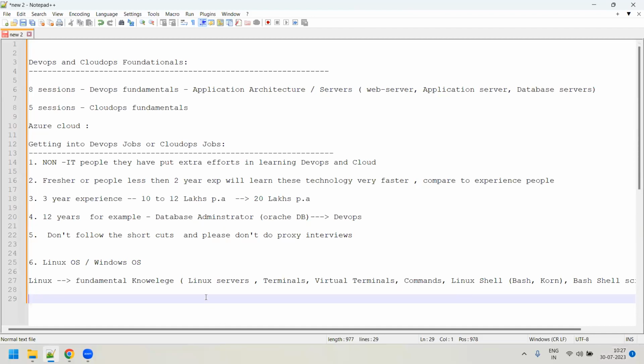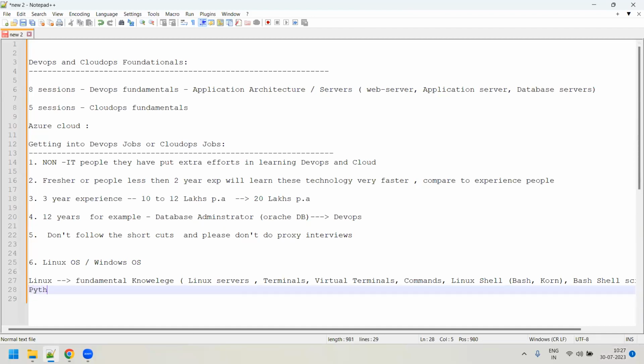And of course, you should not stop with bash shell scripting only. As I have told many times, nowadays the trend has come that even a DevOps engineer should know Python scripting also. So please make sure that in the next 1 or 2 years, you are well equipped with Python programming also. Okay, so this is the first important thing people have to know.